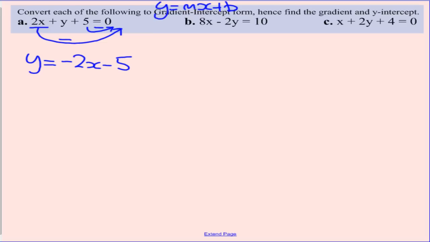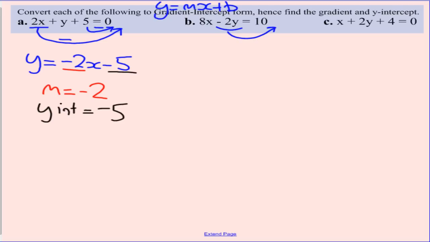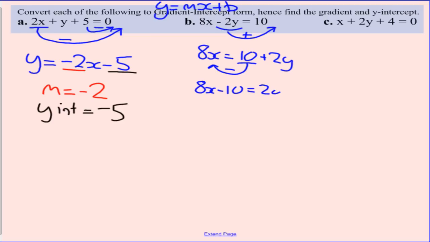So pulling out our key bits of information, we need a gradient, and that's simply the coefficient of x being -2, and we need a y-intercept, that being the number on its own, -5. Okay, next example, we need y to be positive and on its own. At the moment y is negative, so we're going to move it to the other side of the equation. So we're going to be left with 8x equals 10 plus 2y. Now to make y by itself, we're going to need to get rid of the 10 by taking it away. 8x minus 10 leaves you with 2y.